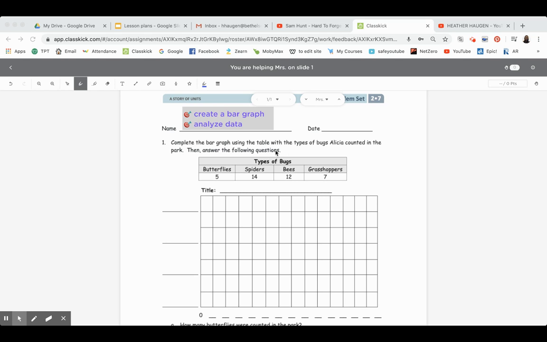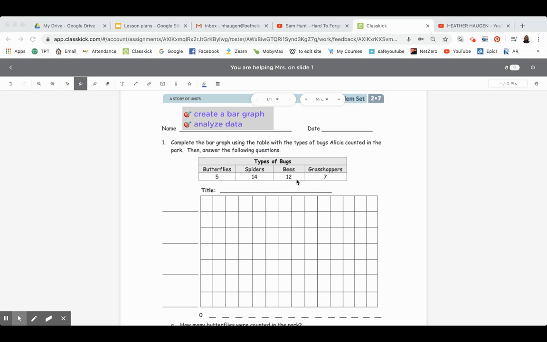We have a title, types of bugs. We have categories, butterflies, spiders, bees, and grasshoppers. And then we have the data. And you can see they just wrote the numbers there. They didn't do tallies, they just wrote the numbers.